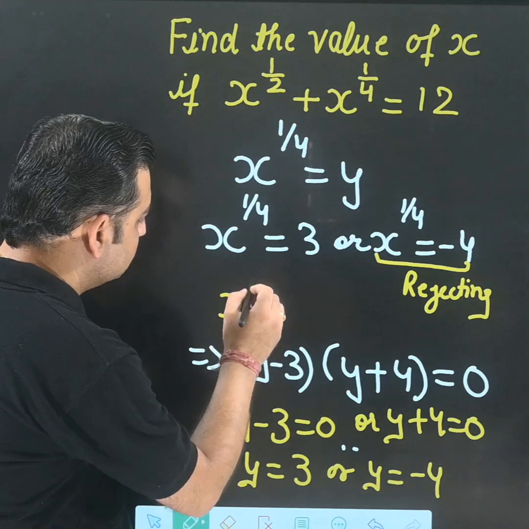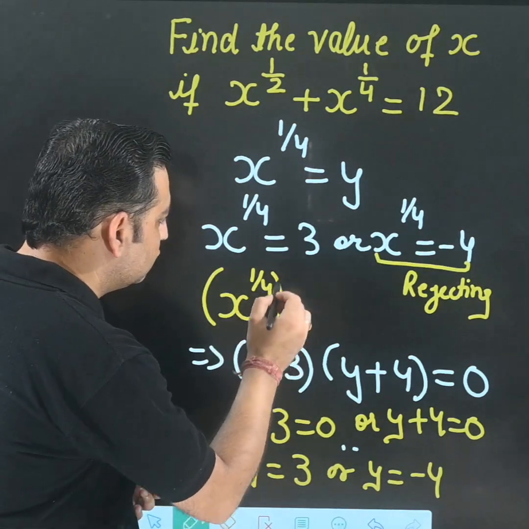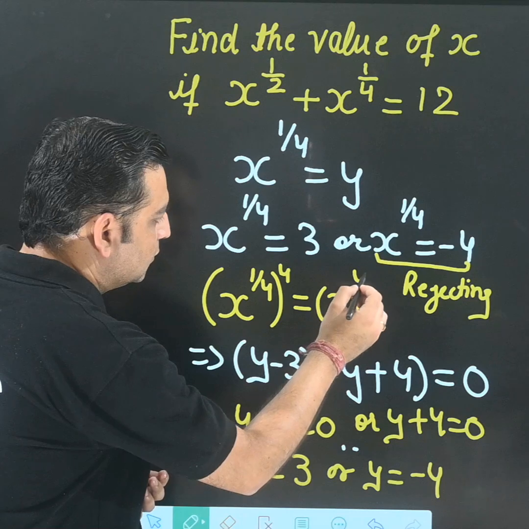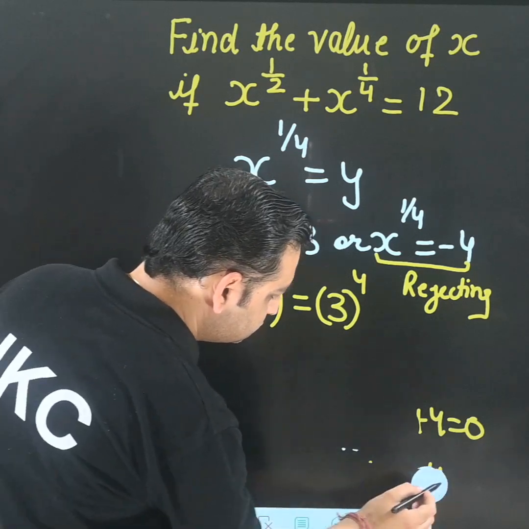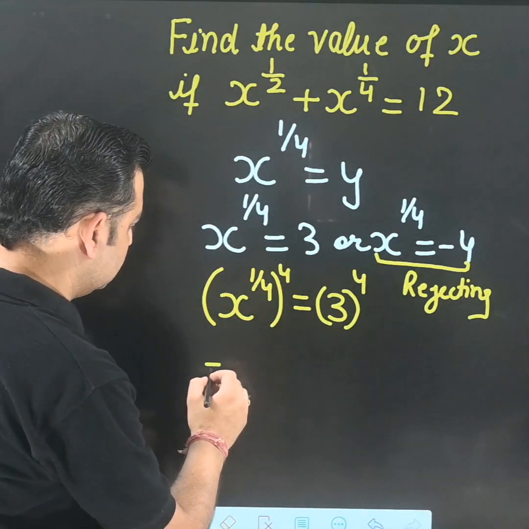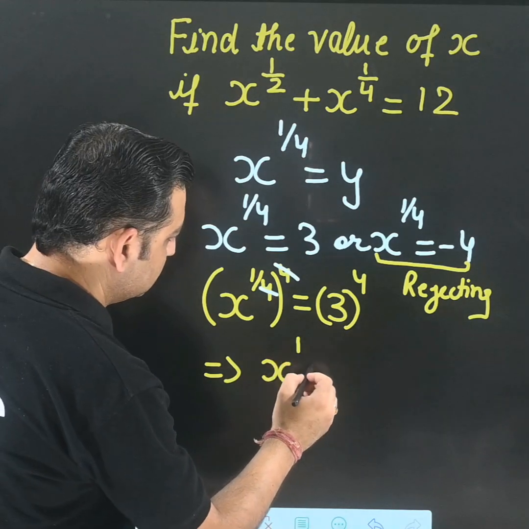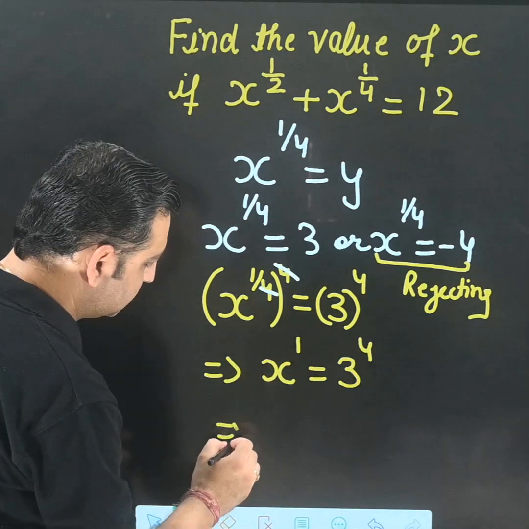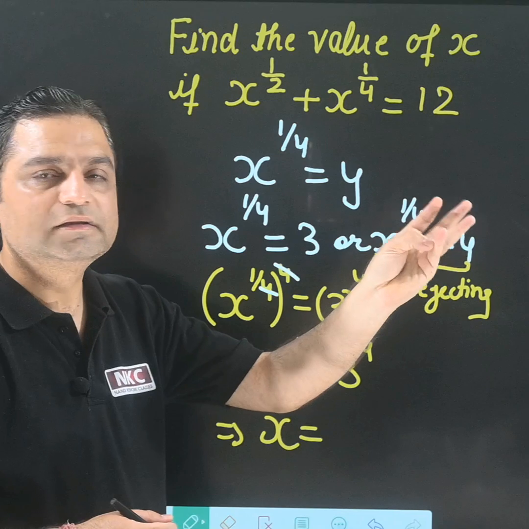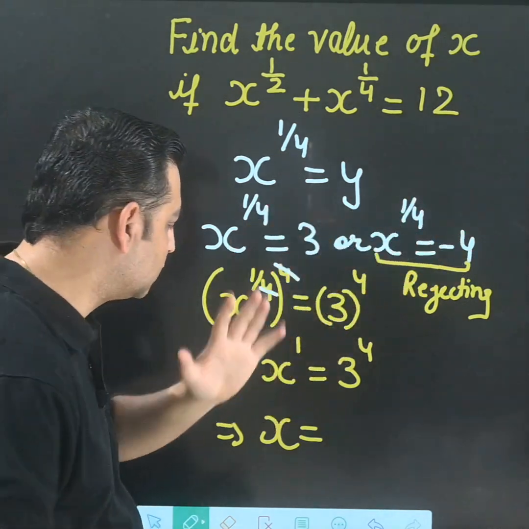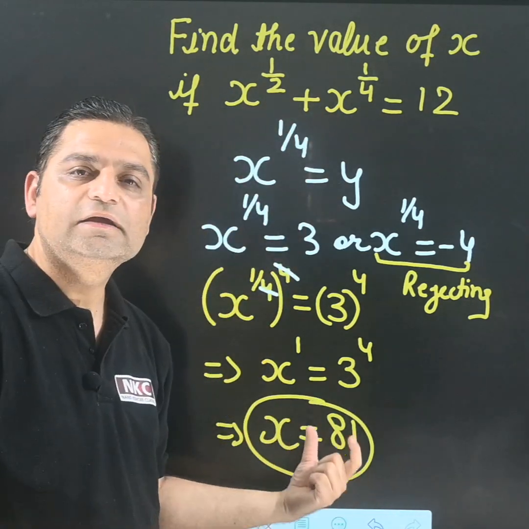And how to proceed? Like the way we do squaring both sides, cubing both sides, I am going to take exponent 4 on both sides. It will help me in doing the further calculation. Please check it carefully. What will happen? This 4 and 4 will be cancelled. And you will get x power 1 is equal to 3 power 4. x to the power 1 is x only. 3 to the power 4 means 3 is multiplied 4 times. 3 multiply 3, 9. 9 multiply 3, 27. 27 multiply 3 is 81. That means for this question, the value of x is 81.